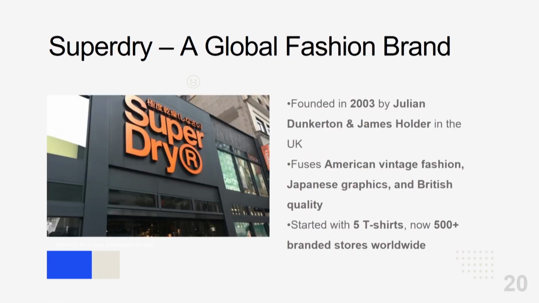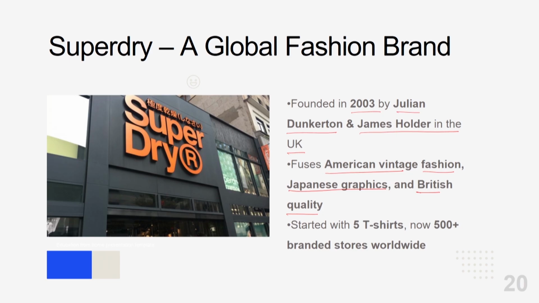Superdry, one of the brands we were discussing, is a global fashion brand, and it was formed in 2003 by Julian Dunkerton and James Holder in the UK. Superdry fuses American vintage fashion, Japanese graphics and British quality. So they have talked about these three things in various ways.